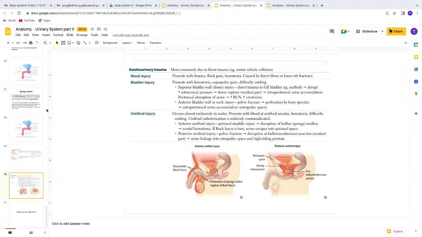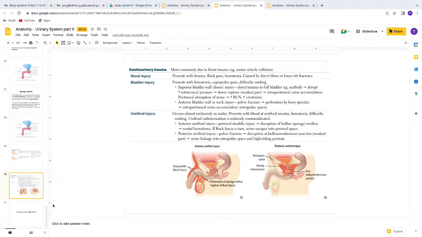To sum up all the materials that we talked about, the bladder and urethra, we have several clinical cases. When we have renal injury, it mostly presents with bruises, flank pain or hematuria, and it is caused by direct blows or low rib fractures.